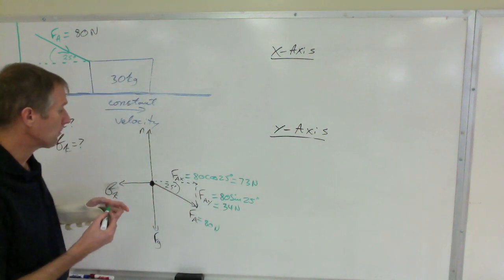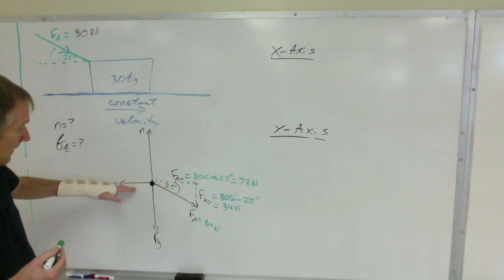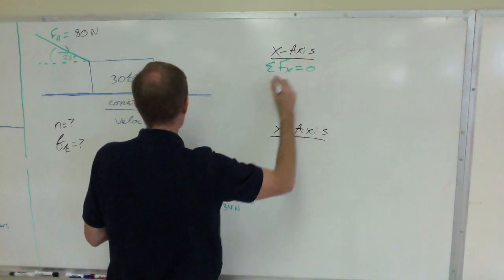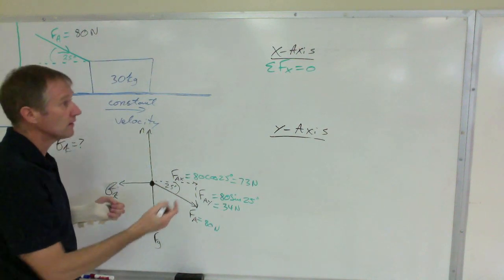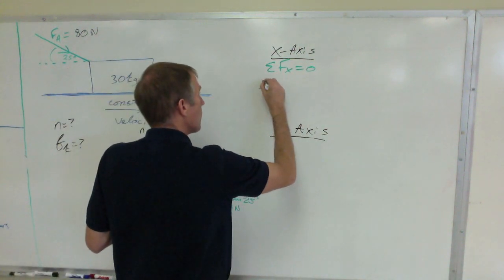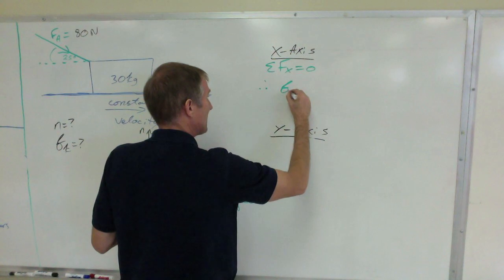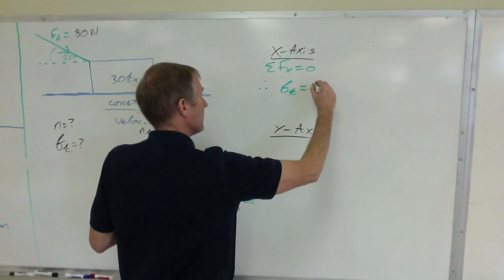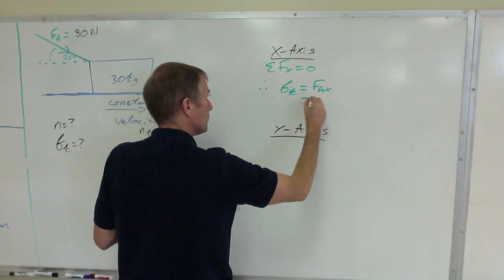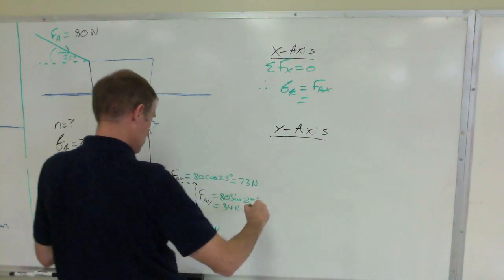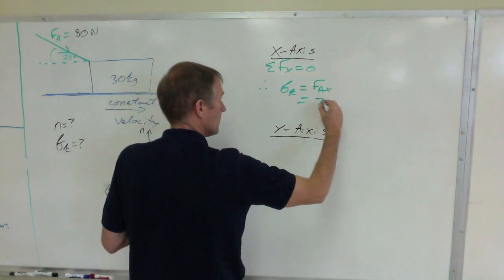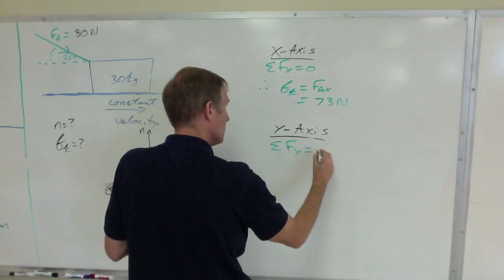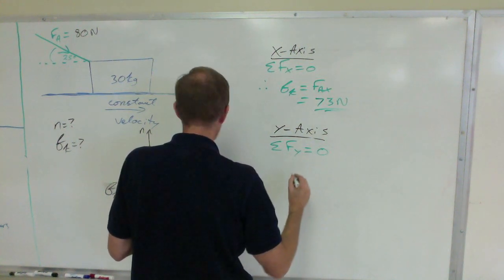So to solve the problem, you'll find the kinetic friction in the x-axis. Net force in the x-axis is equal to 0 because although it's moving, it's not accelerating. Therefore, the kinetic friction equals F-A-X, which we just calculated to be, what, 73 newtons. In the y-axis, net force in the y-axis equals 0.